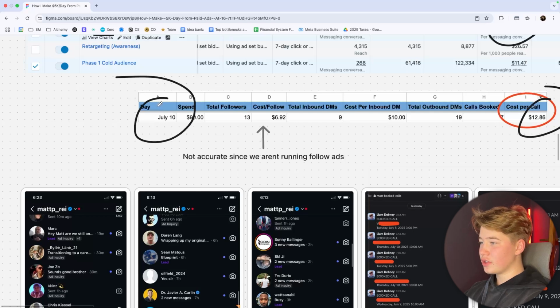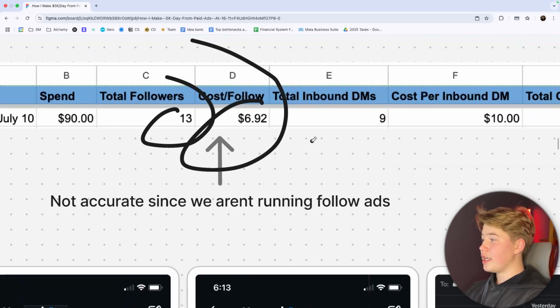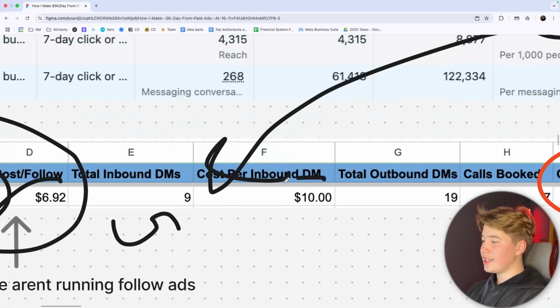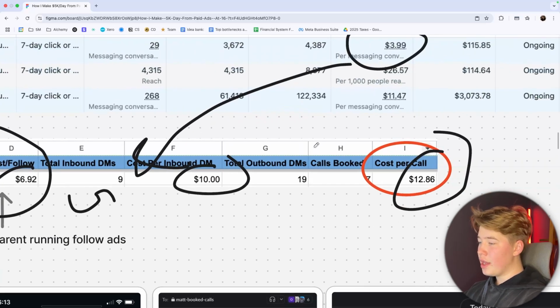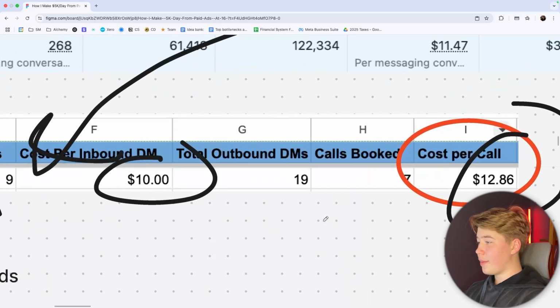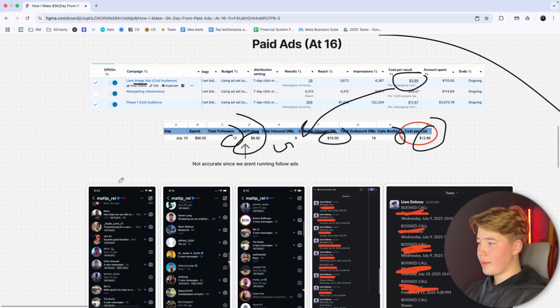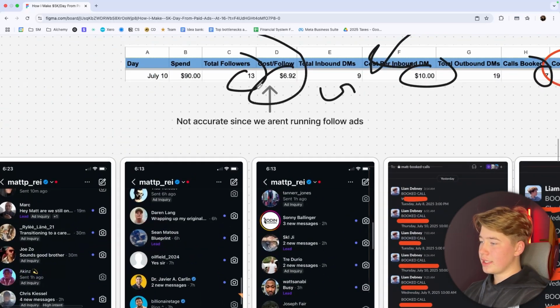That was the 10th of July: $90 in spend, 13 followers at a $7 cost per follow, 9 inbound DMs from the inbound ads right here. That resulted in a $10 cost per DM roughly, and then about 19 outbound DMs. We booked 7 calls on the 10th of July. We booked 9 calls a day before that. And this, by the way, is inaccurate because we were running 4 hours.